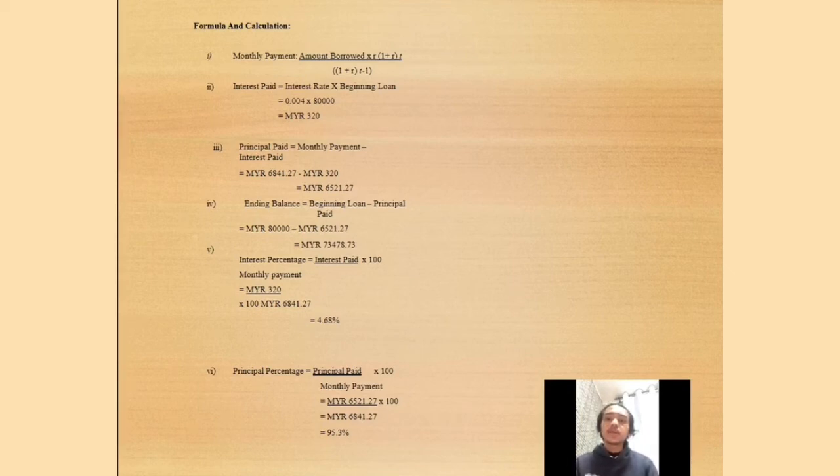And for interest paid, interest rate times beginning loan, we got 320 ringgit for the first month. For principal paid, monthly payment minus interest paid, and we got 6,521 ringgit and 27 cent for the first month. For ending balance, beginning loan minus principal paid, and we got 73,478 ringgit and 73 cent. For interest percentage, interest paid over monthly payment times 100, and we got 4.68%. And for principal percentage, principal paid over monthly payment times 100, and we got 95.3%.